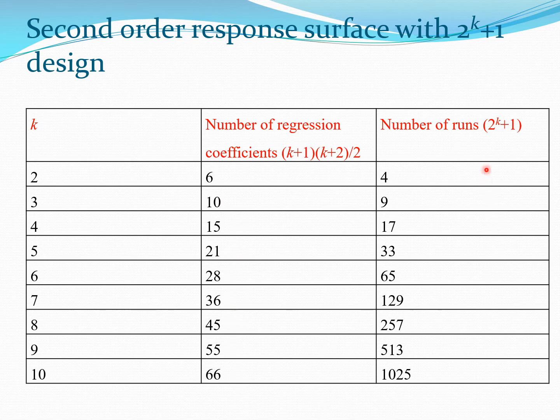Now the number of runs here is 2^k plus 1. So here all these runs are given here. So you can see here that typically the number of runs is greater in most of the cases, but in some cases it may be lesser. So I think here this should be 5, and then we have 9, 17 and so on.